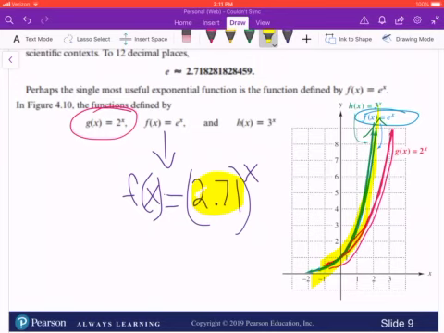We will keep using e. So don't think of it as a variable, think of it as a set number, and that is just one of the approximations. Your calculator does have a button, and it will look like this, e to the power x.